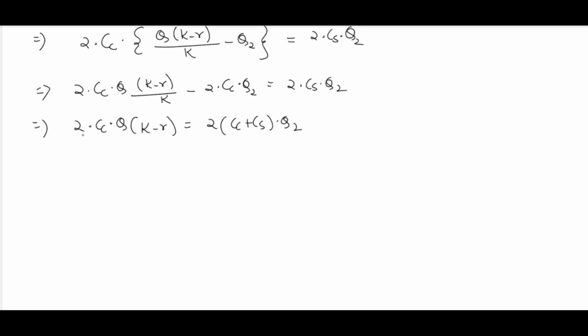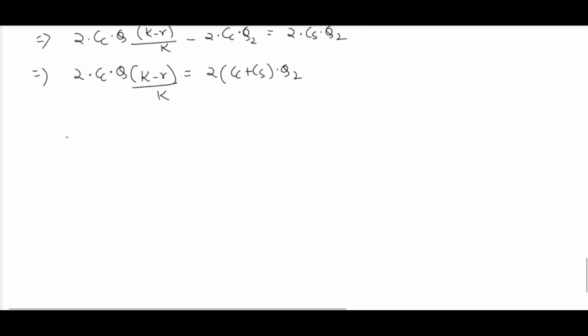This divided by K I have not written. So ultimately, now we got the formula for Q2. Q2 is equal to Cc by (Cc plus Cs) into Q (K minus R) divided by K. But again in this equation we are getting Q2 in terms of Q. Till now we are having the Q, so we have to remove this Q. So let's say we keep this equation as equation 7.